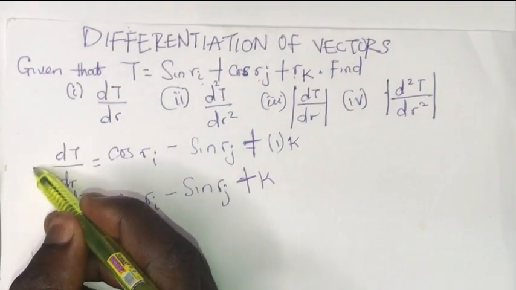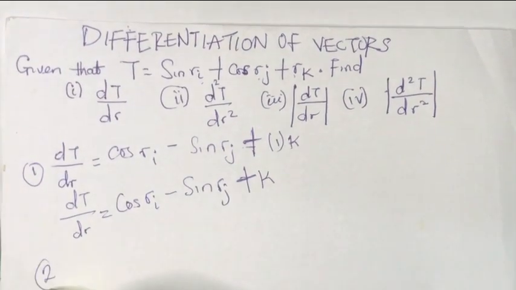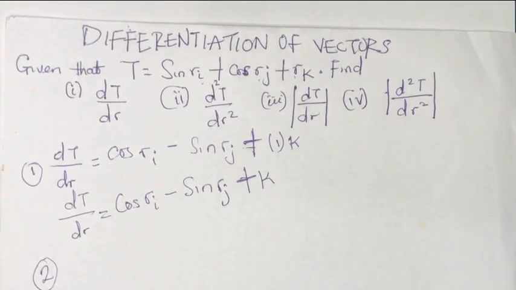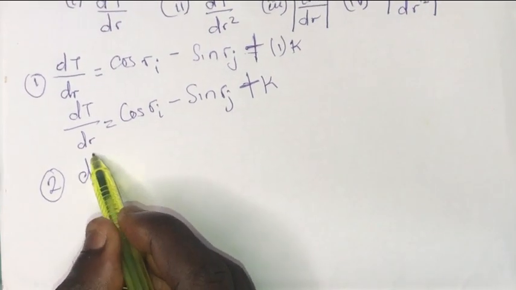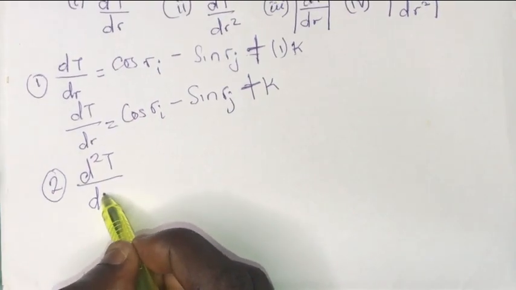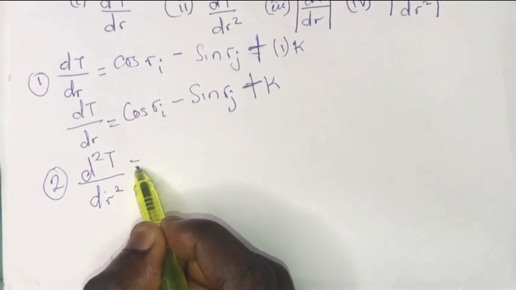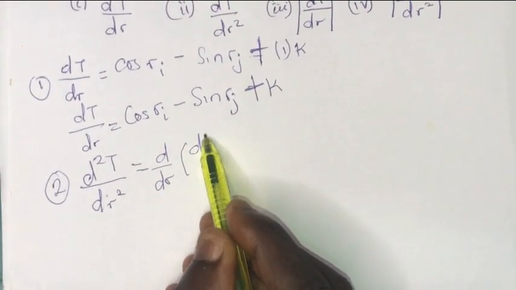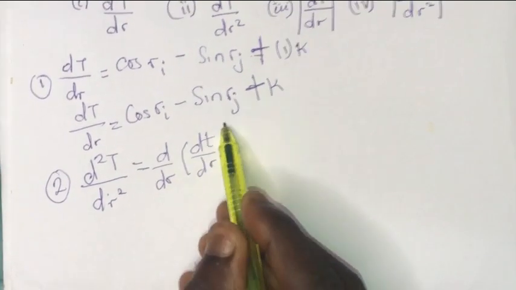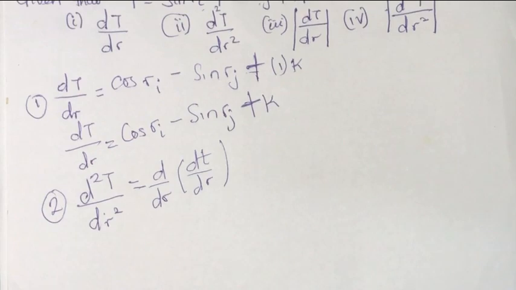Then the second one. So this is number 1. Number 2 says you should find d squared r over dt squared. Now if you have to find d squared r over dt squared, how are you going to go about it? It is very simple. d squared r over dt squared means d/dt of dr/dt. That is, you are differentiating your dr/dt again.